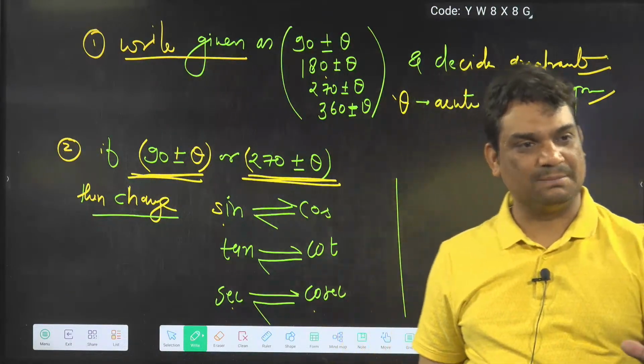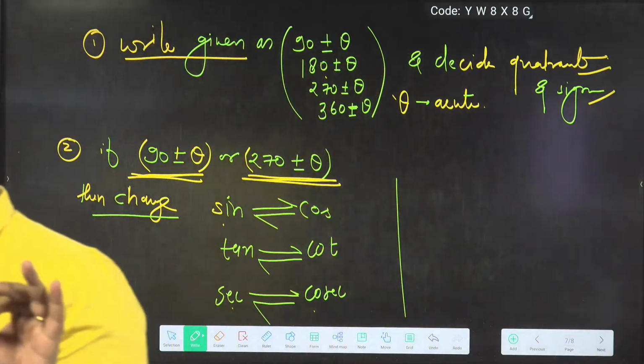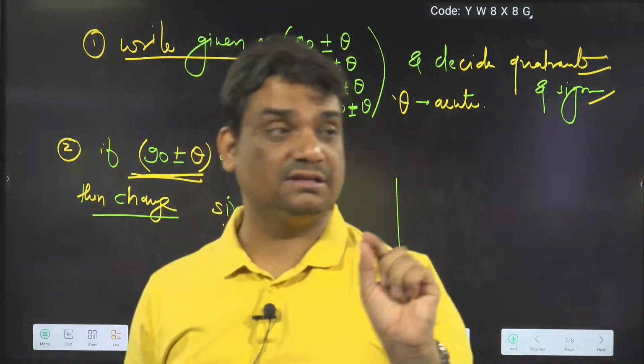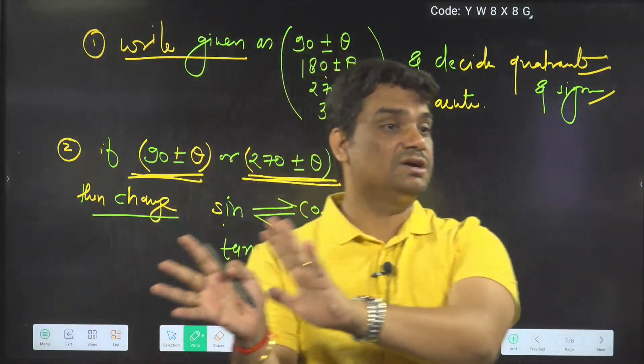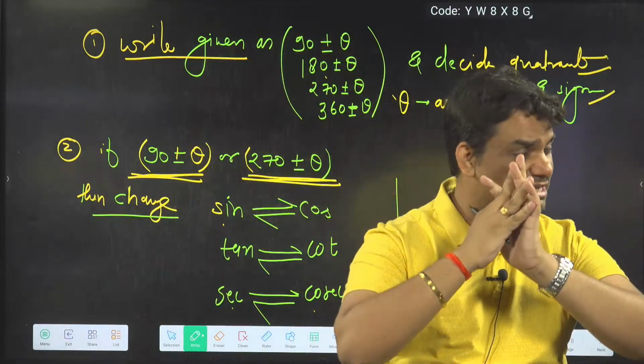I am giving so many examples. Rule clear? First of all, remember the rules. Given angle is 90 plus minus theta, 180 plus minus theta, 270 plus minus theta, 360 plus minus theta. If you are getting 90 or 270, then only you will change. Remember this thing. Otherwise, I will not change.